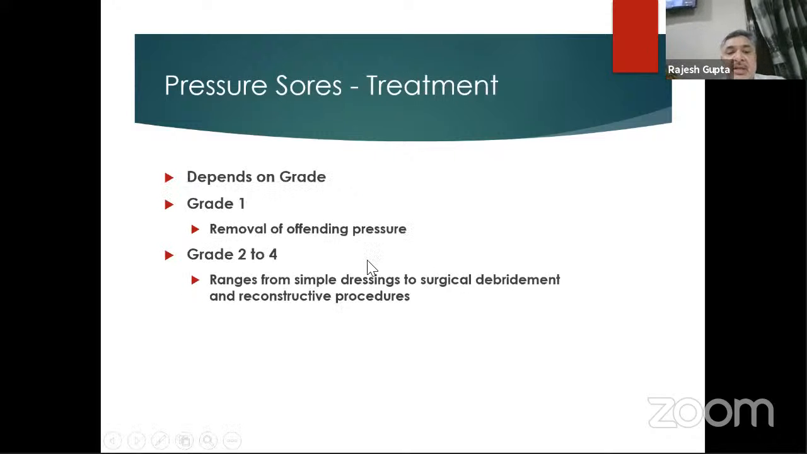So how to treat? Grade 1, remove the offending pressure. It will heal. Grade 2 to 4 ranges from simple dressings to surgical debridement and reconstructive procedures.